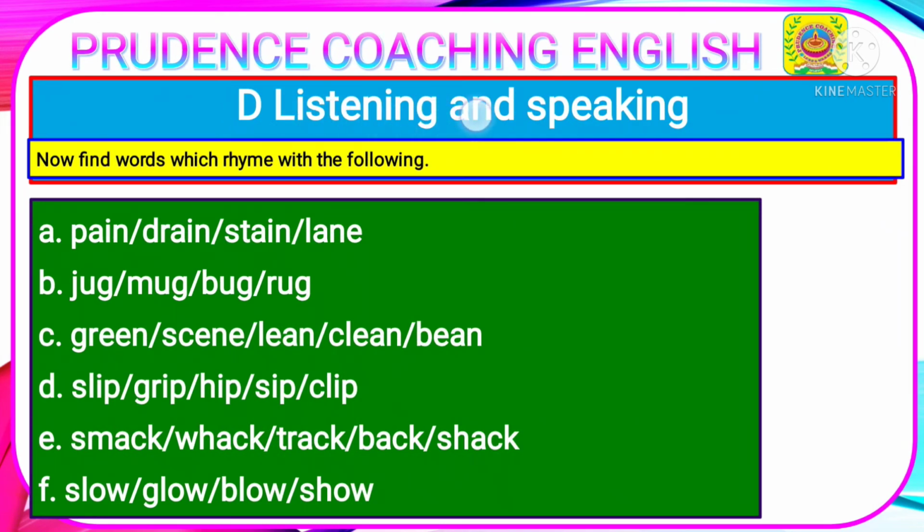Next we have listening and speaking. Now find the words which rhyme with the following. Plain: drain, strain, lane. Jug: mug, bug, rug. Green: seen, lean, clean, bean. Slip: grip, hip, sip, clip. Smack: whack, track, back, sack. Slow: glow, blow, sow.